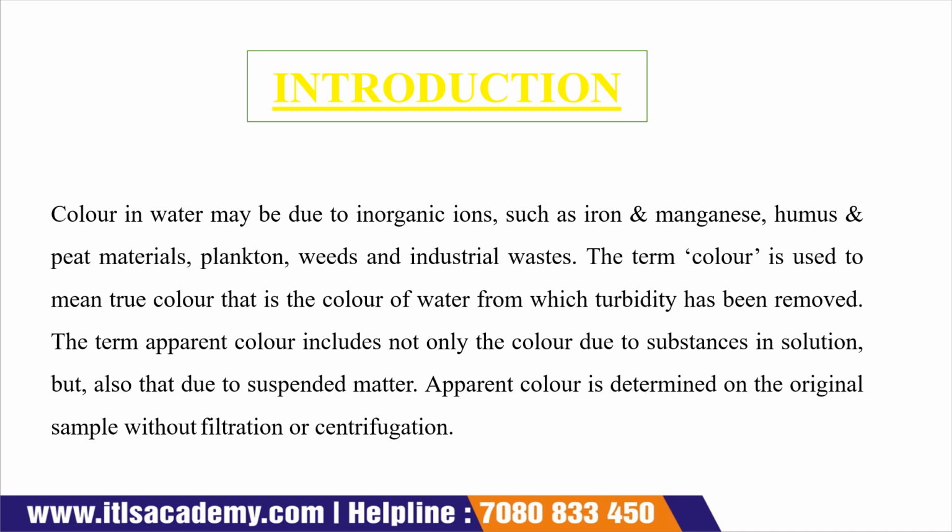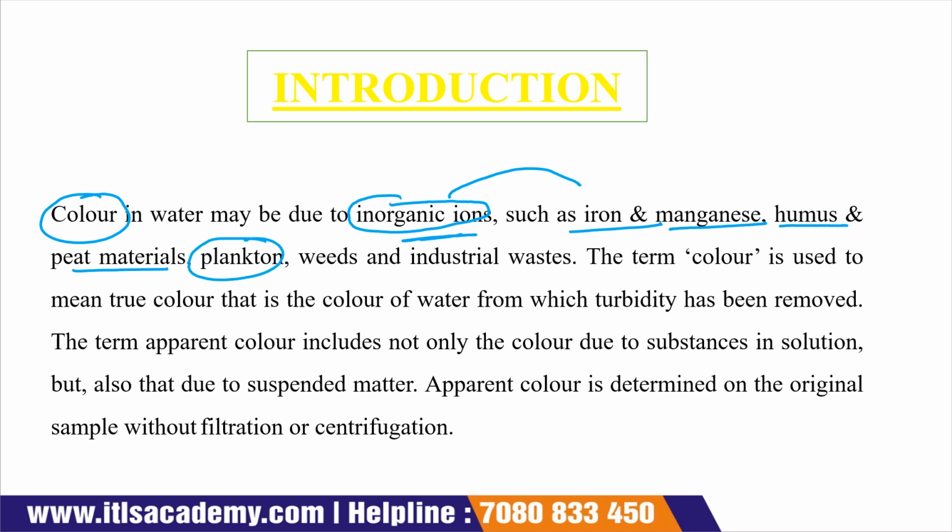We all know that the color of the water is due to the presence of inorganic ions. Now, what are these inorganic ions? Ions like iron, manganese, humus, peat materials, plankton, weeds, and industrial waste. All these things decide the color of the water.